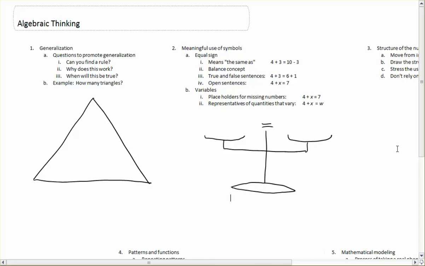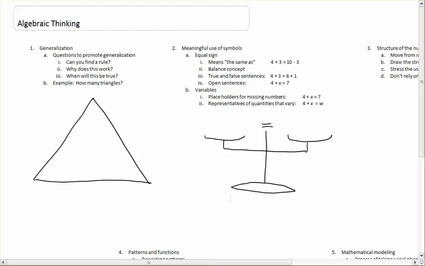All 5 areas are important aspects of algebraic thinking to implement throughout the elementary school levels. First one, generalization. What is this all about? This is taking ideas from a specific situation and thinking about them more generally, more broadly. We can help kids think about general ideas by asking some good questions like, can you find a rule for something? Why do you know this works? When is it going to be true?